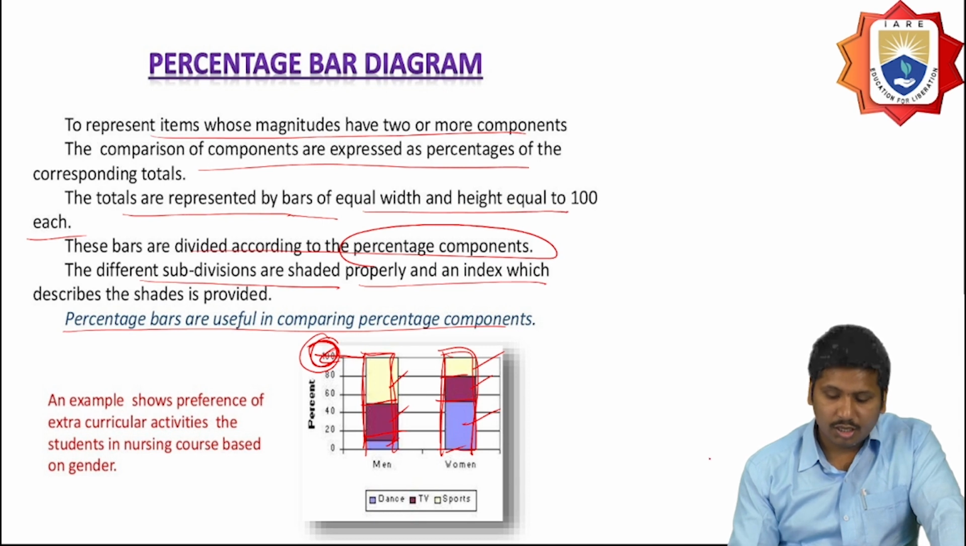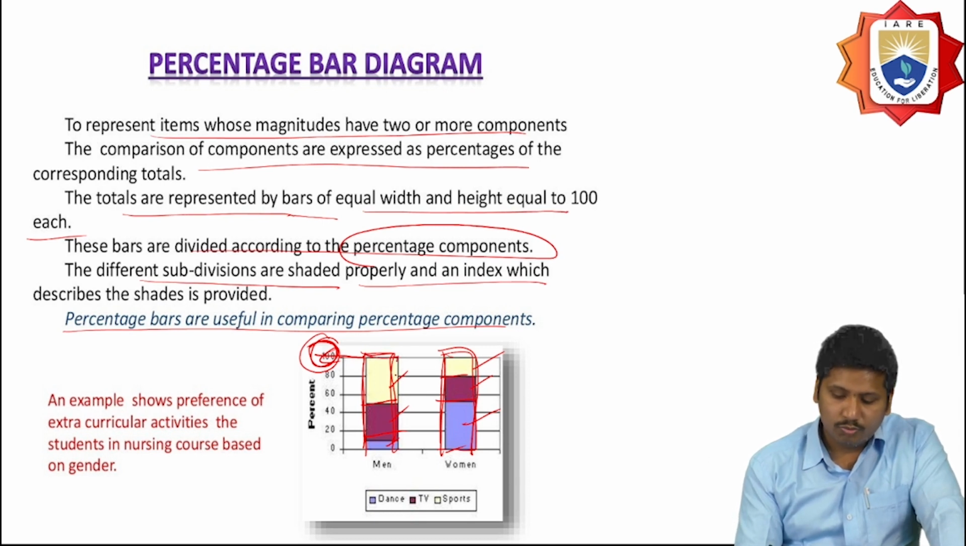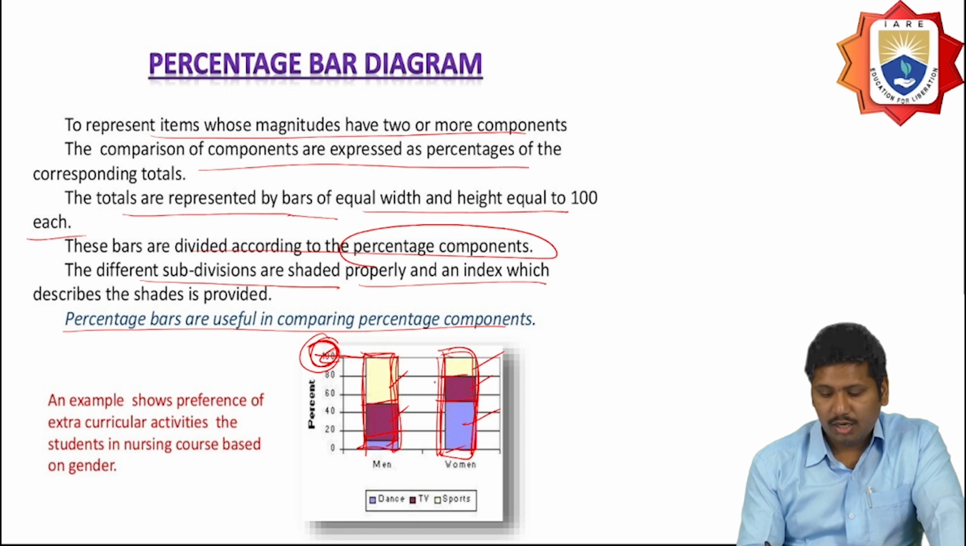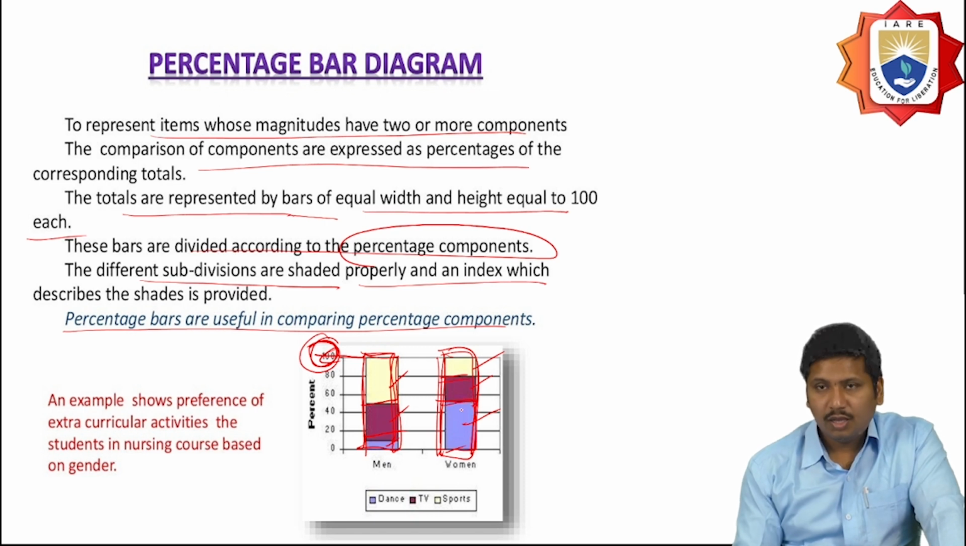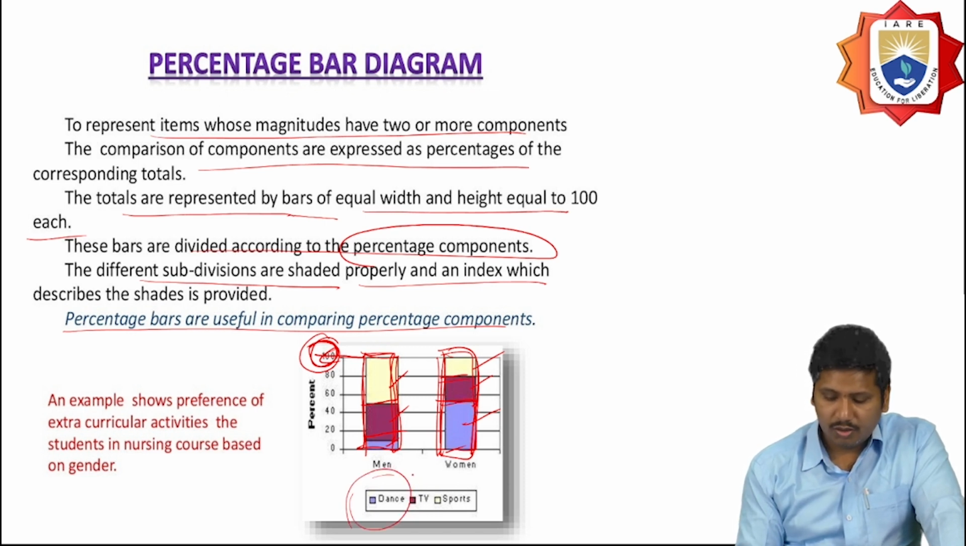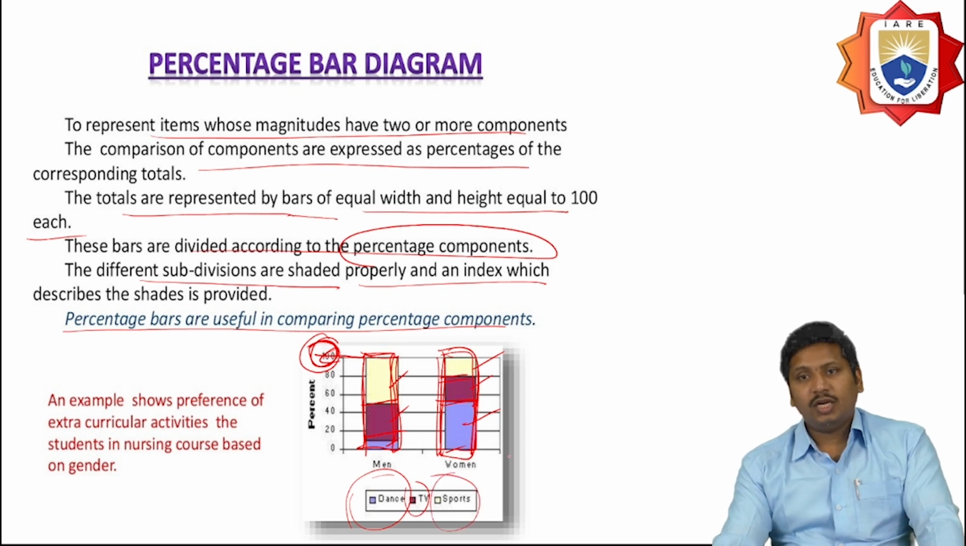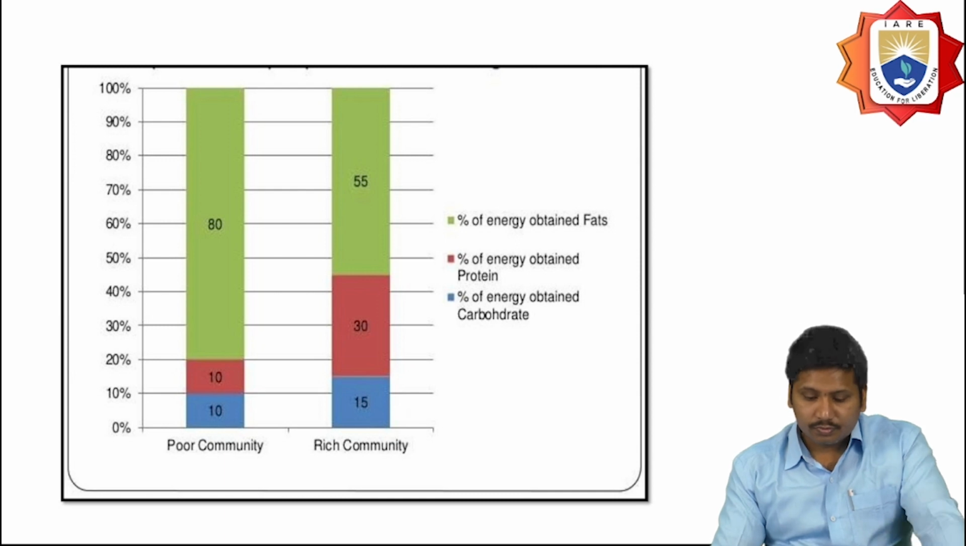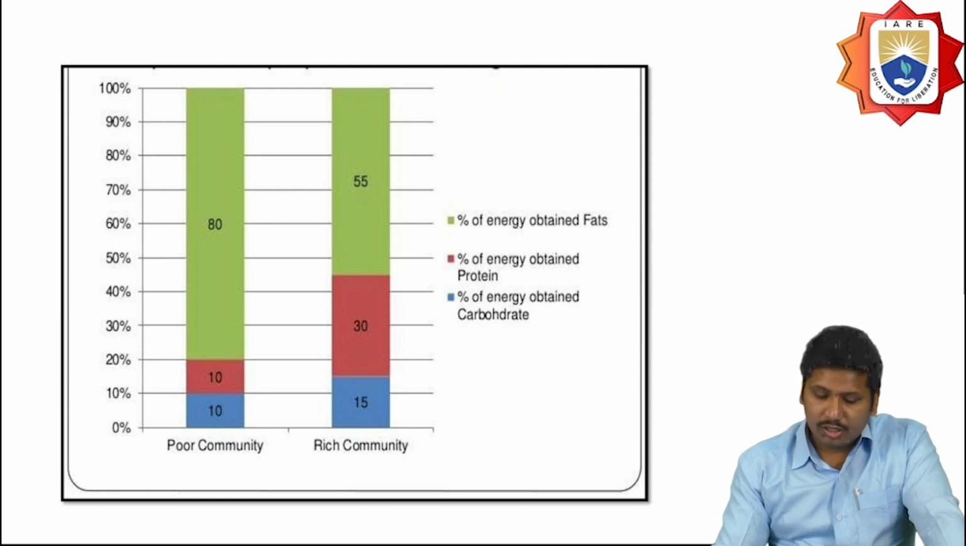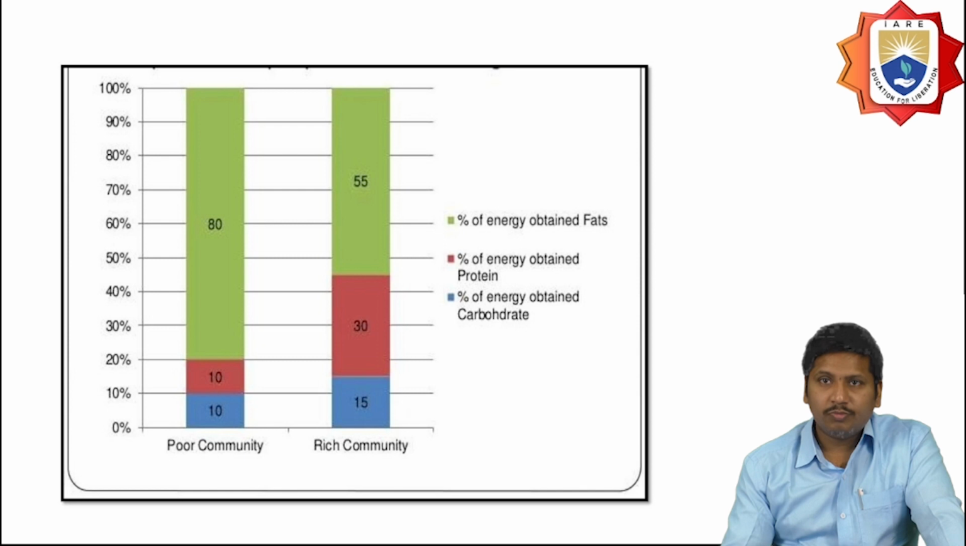So in the percentage bar diagram, the bars should be equal to 100 and divided based on the application. So for men and women, I want to know how many people see dance, TV and then sports. And the next one, similarly, I want to find the percentage of fats, proteins and carbohydrates taken by the poor community and then the rich community. I want to find out.